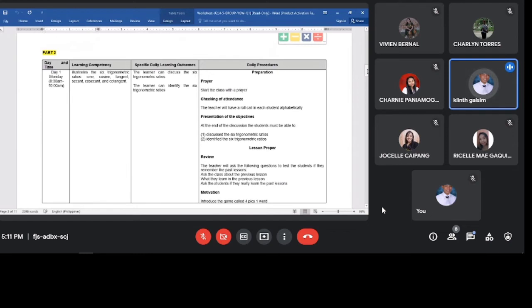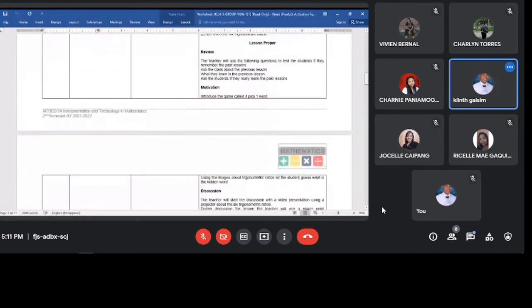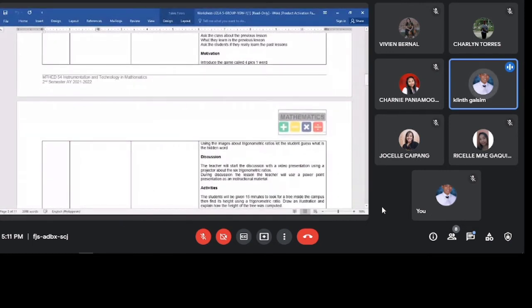And for our lesson, we will have a review. The teacher will ask the following questions to test the students if they remember the past lessons. The teacher will ask the class about the previous lesson, what they learned in it, and whether they really learned the past lessons. For motivation, we will introduce the game called 4 Pics 1 Word. Using images about trigonometric ratios, let the students guess the hidden word.